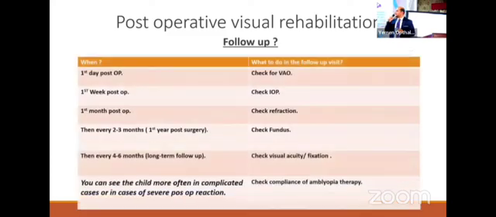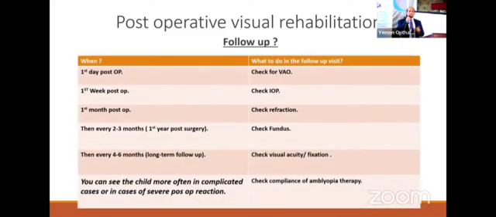Post-operative rehabilitation, the follow-up usually in pediatric cataract surgery, it's not like adult cataract surgery. You need to see the patient first day post-op, first week post-op, first month post-op, then every 2 to 3 months in the first year post-surgery, then every 4 to 6 months, and for a very long-term follow-up, because those patients have a risk of post-operative pseudophakic or aphakic glaucoma even after 10, 15, 20 years post-surgery. Those patients have a long-term risk of developing retinal detachment and glaucoma. You can see the child more often in complicated cases or in cases of severe post-op reaction.